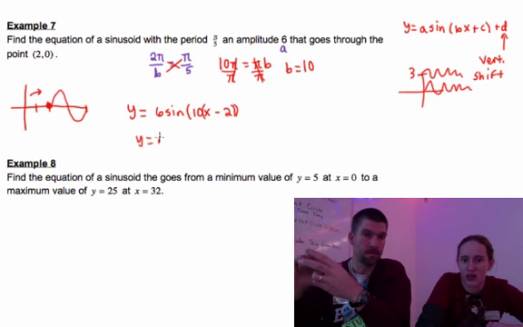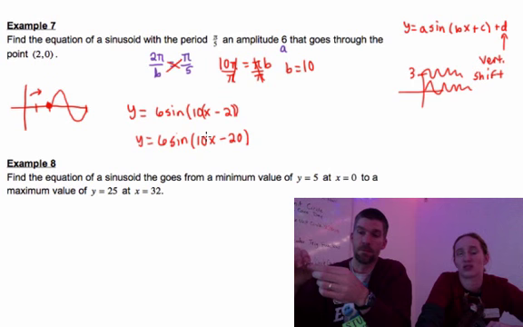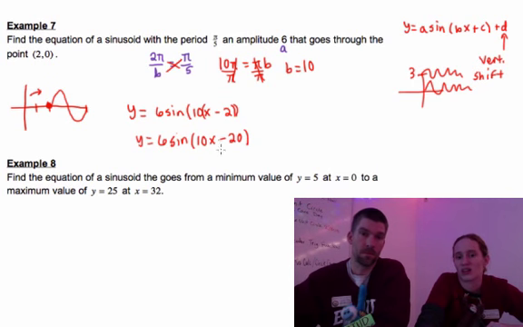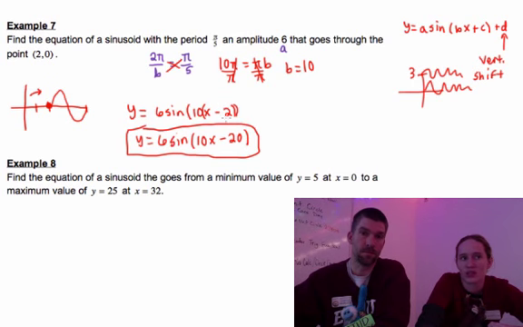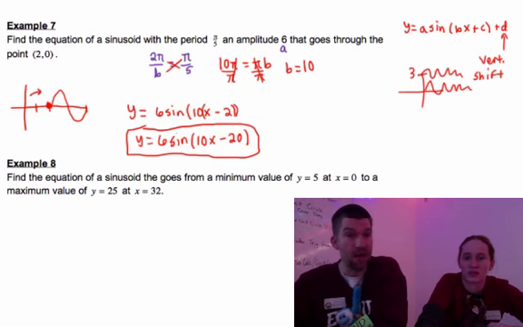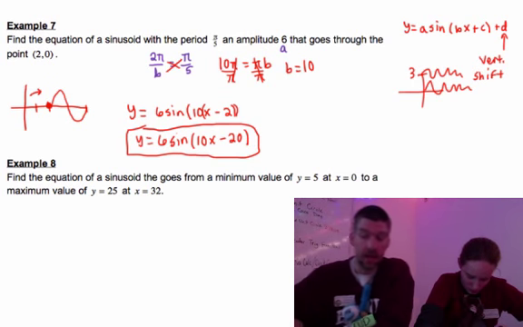So y equals 6 sine, and then if we distribute, that's 10x minus 20. When we have a phase shift and a horizontal stretch or shrink, which is what's going on here, there is a little bit of an issue that's kind of hard to wrap our heads around. So when you write this, stick it in parentheses and then distribute. Practice it and graph it.